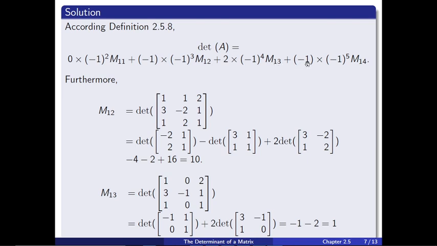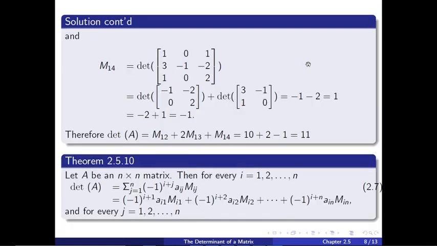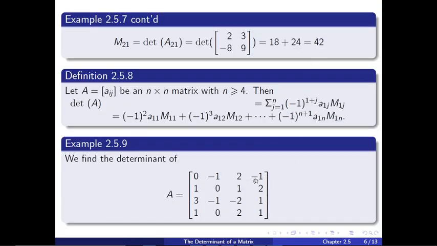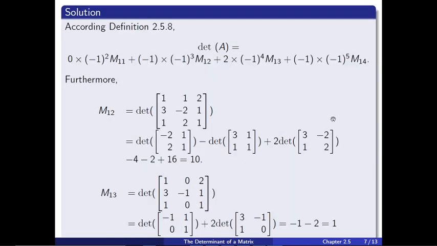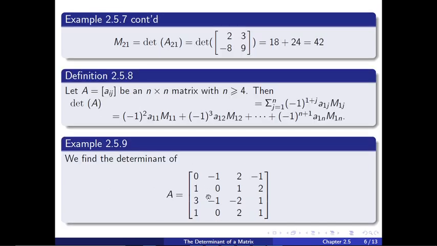And then times minus 1 to the 5, and then M14, right? So we don't need to find M11, but we need to find M12, M13, and M14. M12, what is it? So if we go back, we are talking of this.